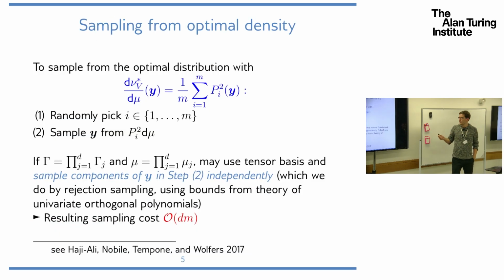Okay, now first of all, the algorithm that I personally found easiest to sample from this optimal density is that you just interpret it as a mixture of densities.